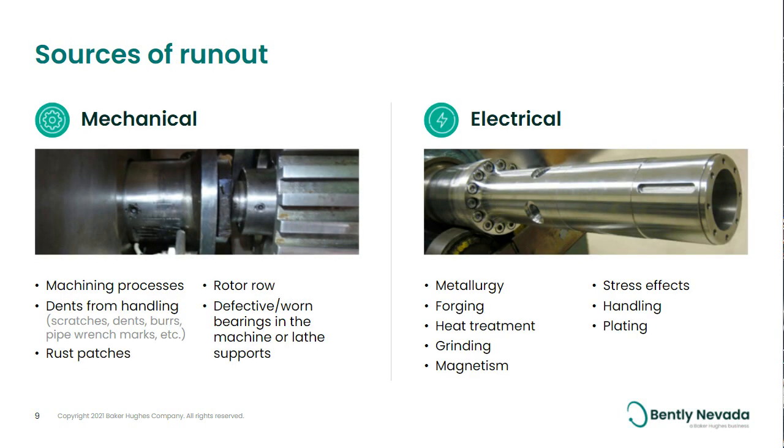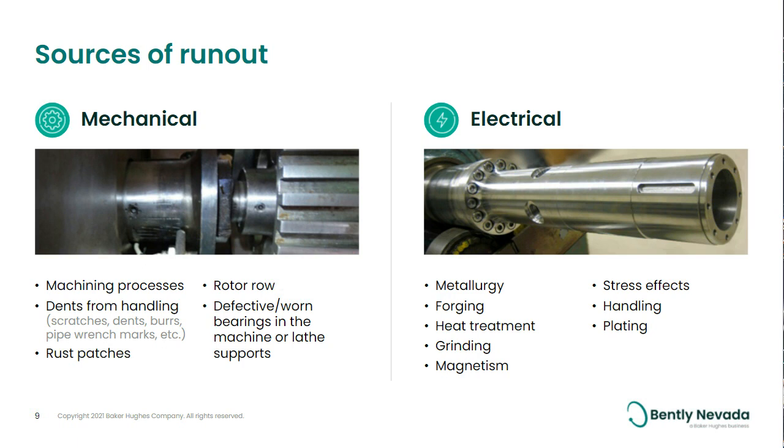Now let's talk about some of the sources of runout. From the mechanical side of things, the machining process is one of the places where you might see some defects being introduced. This could be if the bearings of the lathe are not good, if the lathe wasn't quite centered on the shaft, if the tools weren't sharp, or if the operator wasn't experienced. There's any number of things that could be introduced from a machining process aspect.